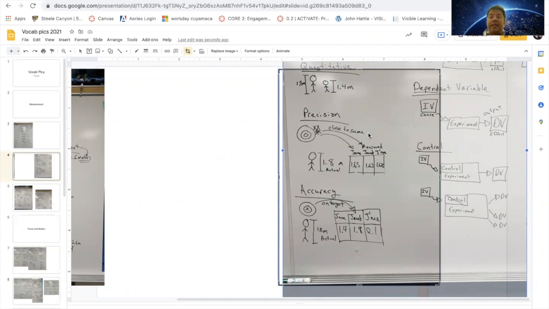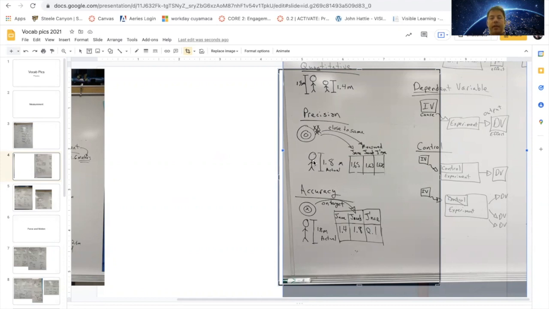Now, accuracy is actually getting the right answer, getting the correct value. So I could shoot a basket and make one basket. That's accuracy. Now, if I shoot 100 shots and I'm precise, but I don't make anything, well, then I'm not accurate. If I only make one basket, I'm at least accurate. Now, what's the goal? It's to be both, right? We want to be precise. We want to hit the same thing every time, and we want to be accurate. So that's precision and accuracy.